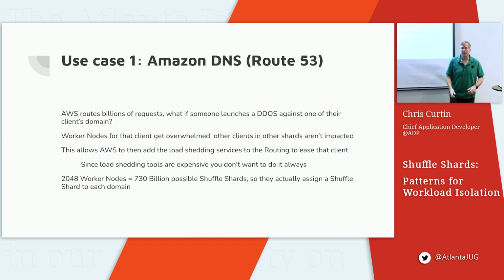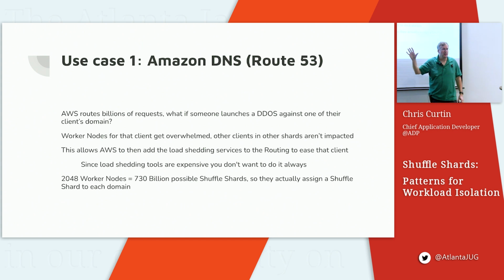Okay, so let's talk about the example that, if you look it up on the internet and start searching for shuffle shards, this is the one that's going to come up, because Amazon, once they explained what was going on here, got a whole lot of press. And arguably, I think they say that they've invented it. I'll give them credit for it because I still think it's pretty cool. So you guys know about Route 53, right? That's Amazon's DNS service.